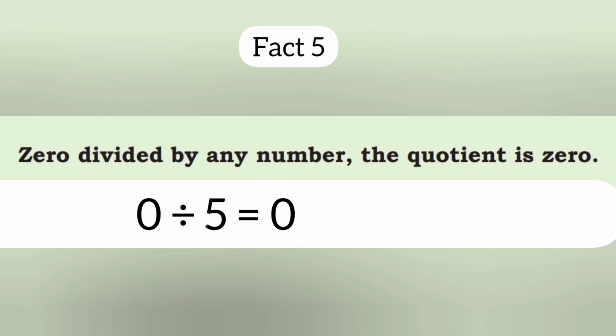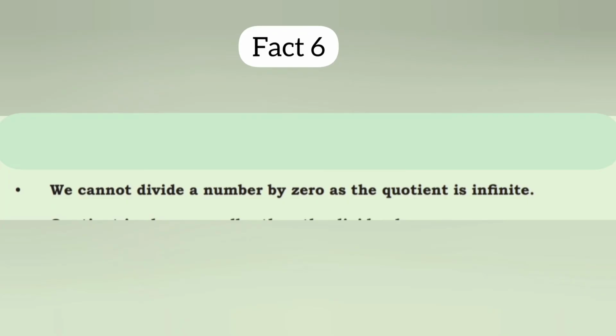Let's look at the next property. We cannot divide a number by 0 as the quotient is infinite. So you cannot divide any number by 0 because the quotient becomes infinite.